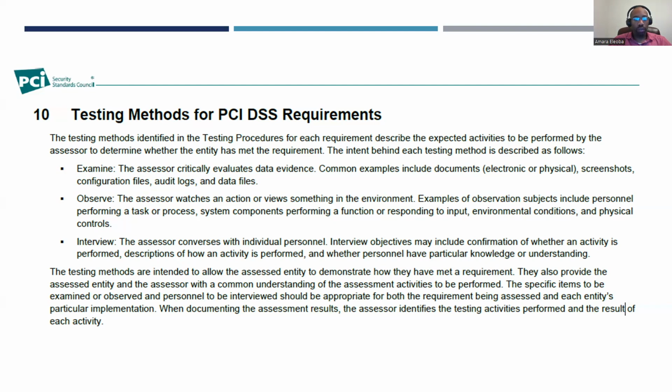Then another one is interview. You interview the personnel to make sure that they are doing what either the policy states or the process or procedure states. You interview them to make sure that, one, they have the knowledge, and two, they understand what they're doing and they're following their policy or their procedure.